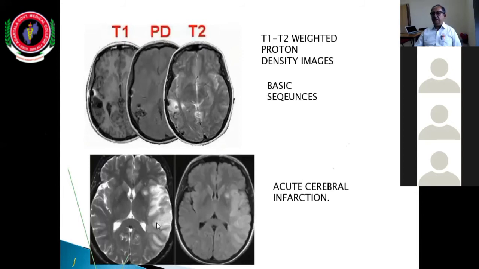And this is an acute cerebral infarction in the T2 images, where there is edema, water is there. So this area is hyperintense. This is intermediate intensity.